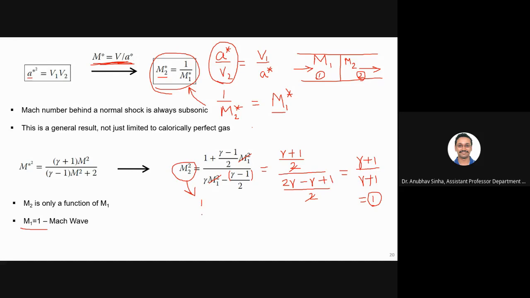So one scenario is that M1 is supersonic flow and a shock is getting formed. Another possibility is that M1 is sonic, equal to 1, and M2 also remains sonic. So here the Mach number is 1, and here also the Mach number is 1. If you have a scenario like that, that is called a Mach wave. One example is a sound wave. Sound is traveling at the speed of sound, at sonic speed. That is what we call a Mach wave, where both M1 and M2 are equal to 1.